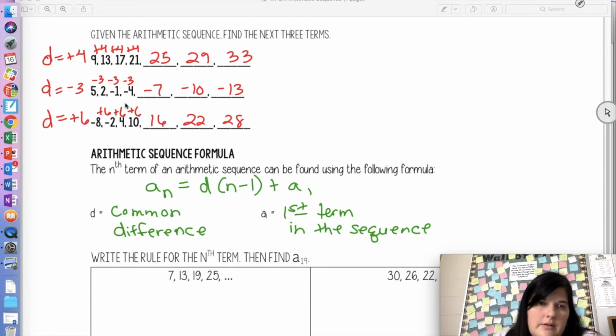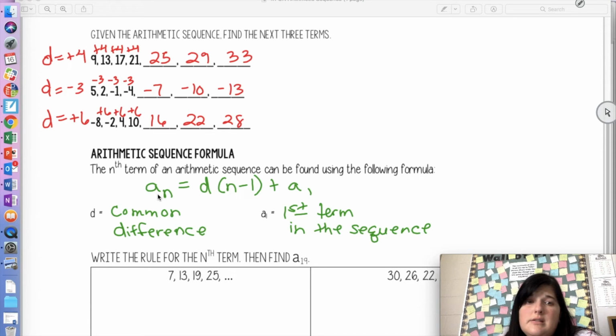So for this one, the first term in the sequence would be negative 8. So wherever a1 is, we would write negative 8. And this one it would be 5, and then this one would be 9. And then the d for the common difference would be our plus 6 for this one, or our minus 3 for this one, or our plus 4 for this one. And then a sub n is just what term you're looking for.